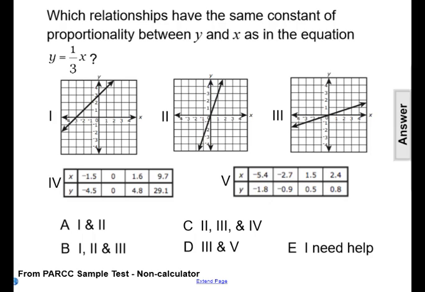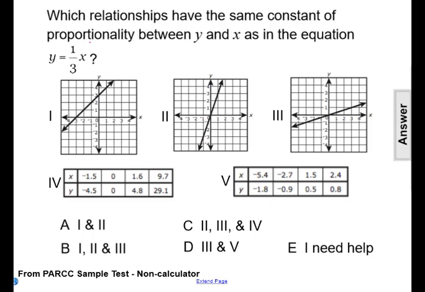Which relationships have the same constant of proportionality between y and x as in the equation y equals 1/3 x? So the first thing we should do is find the constant of proportionality in the equation so we know what we're looking for to match up in the graphs and tables.